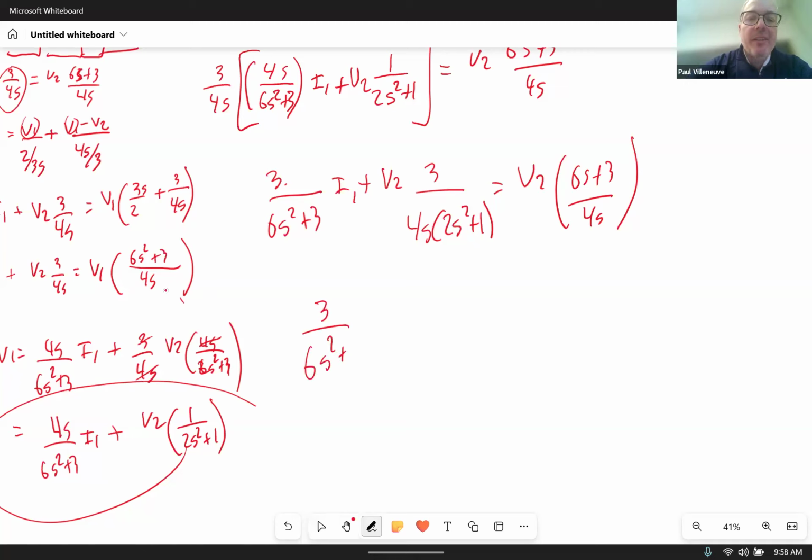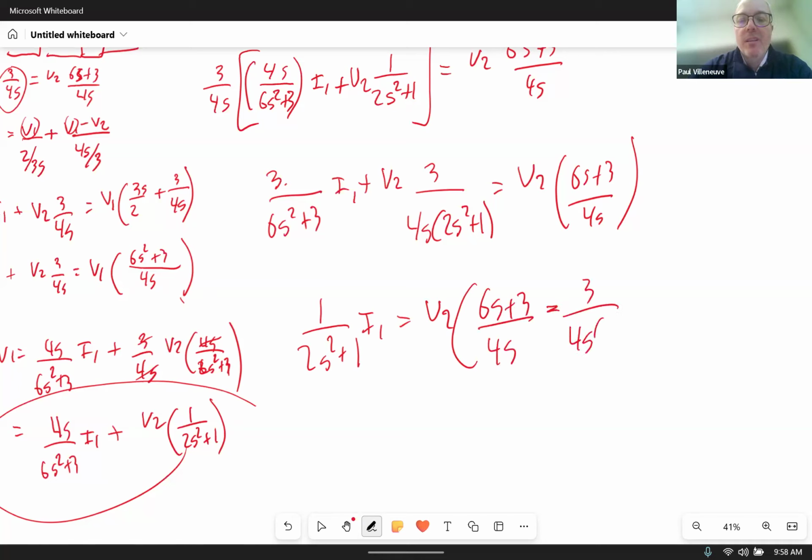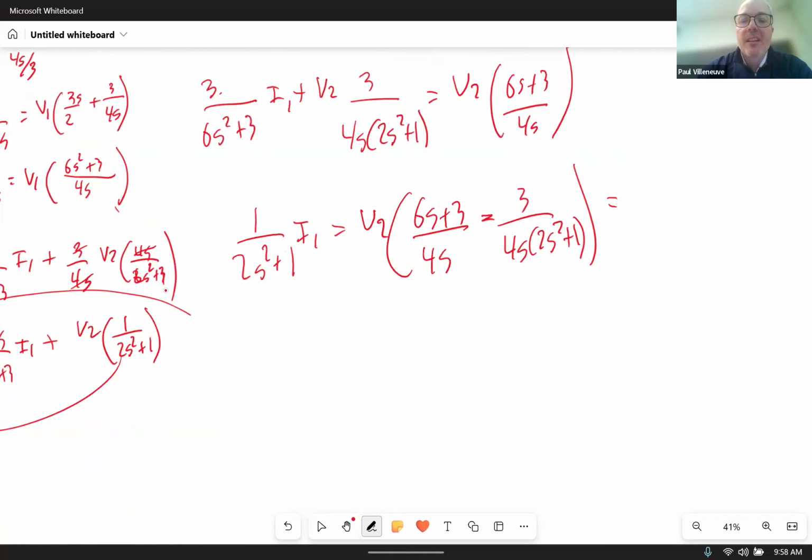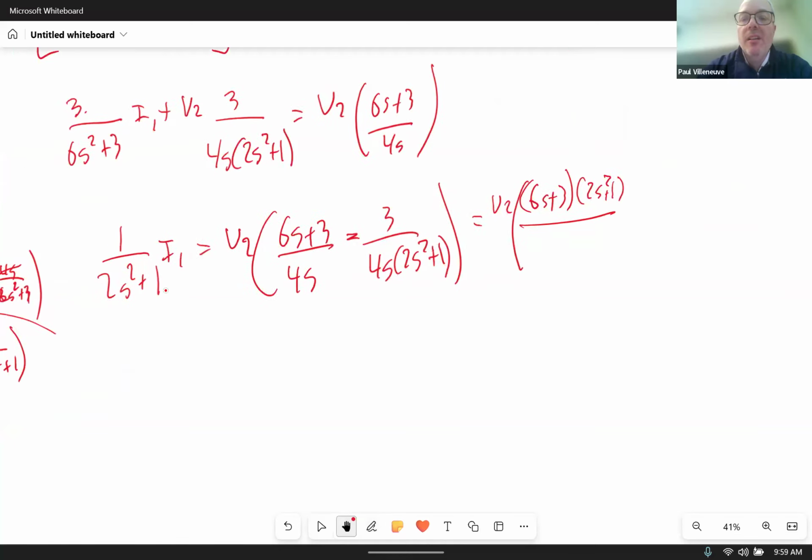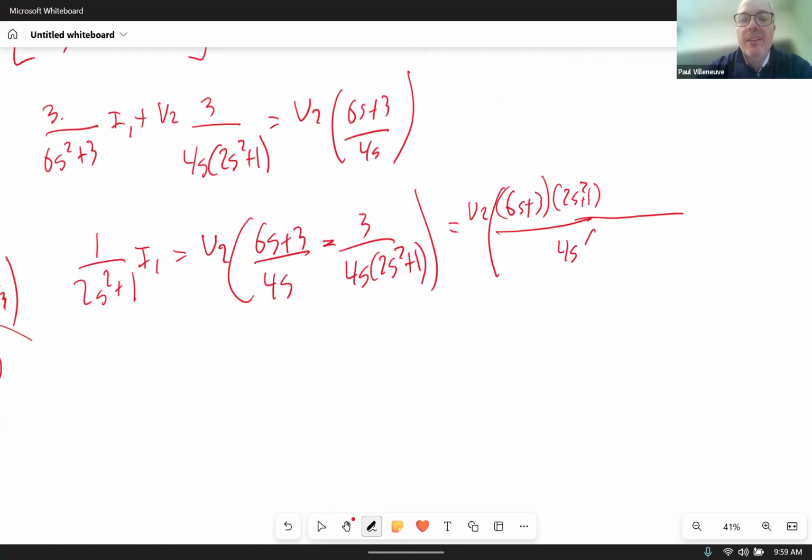Actually, let's go ahead and simplify this even more. 1, 2, 1 times I1 equals V2 times 6s plus 3 over 4s minus 3 over 4 times 2s squared plus 1. Got to put this under a common denominator, right? So I have V2 times 6s plus 3 times 2s squared plus 1, all over 4s times 2s squared plus 1 minus 3.